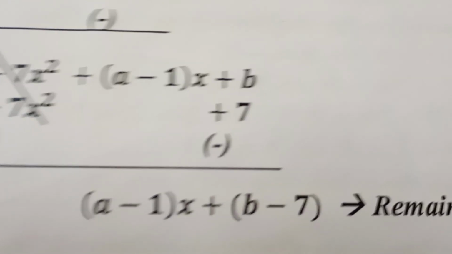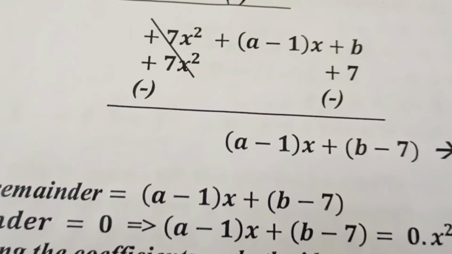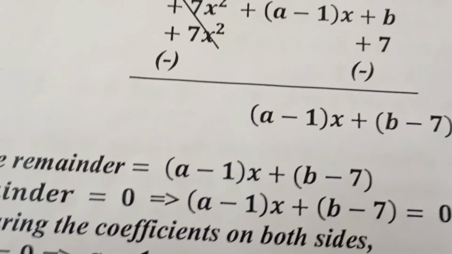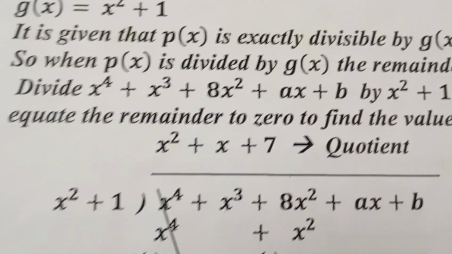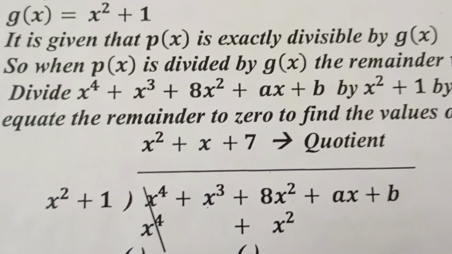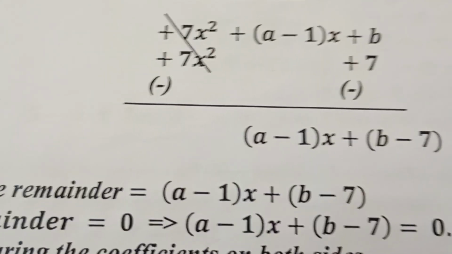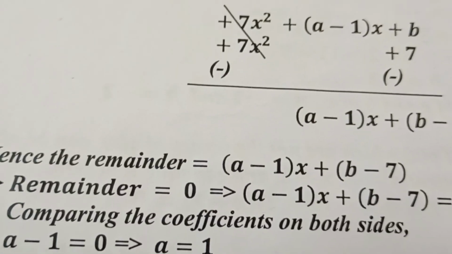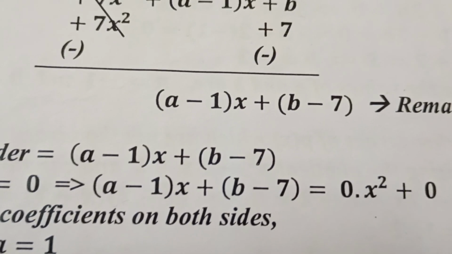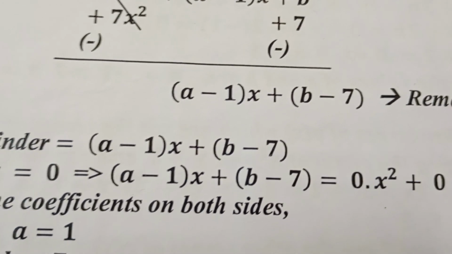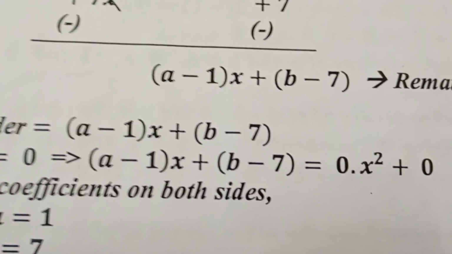Remainder should be 0, isn't it? Because we are given that this polynomial p of x is exactly divisible by the polynomial x squared plus 1, which is g of x. Now coming to this, we write an equation. Remainder is equal to 0. A minus 1 of x plus b minus 7 equal to 0.